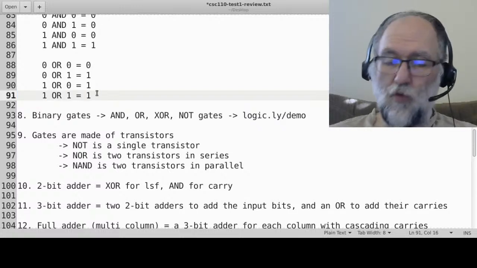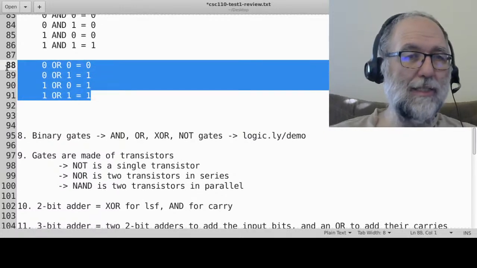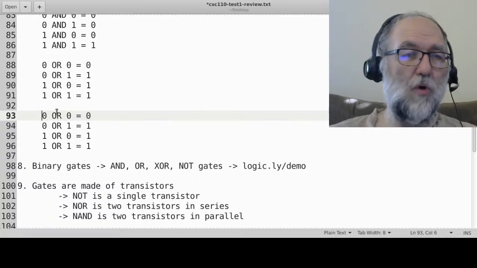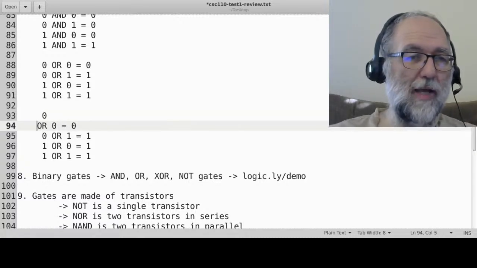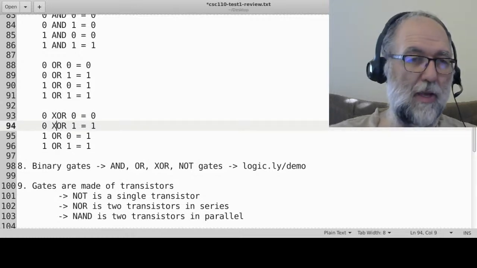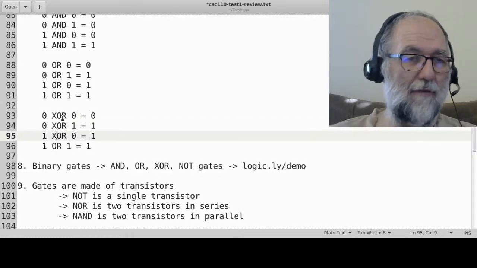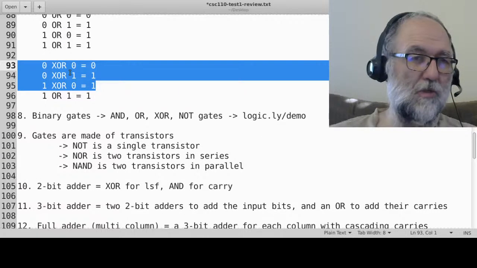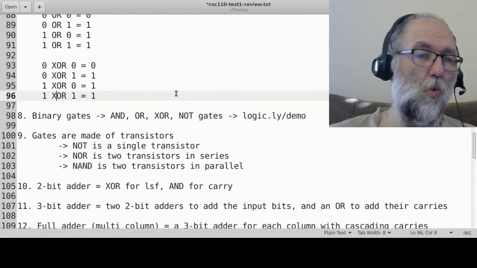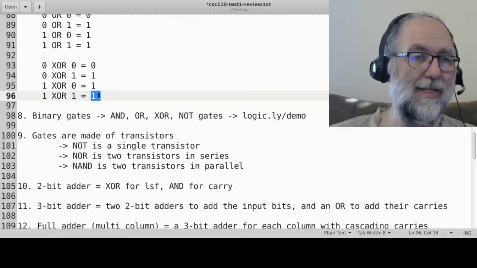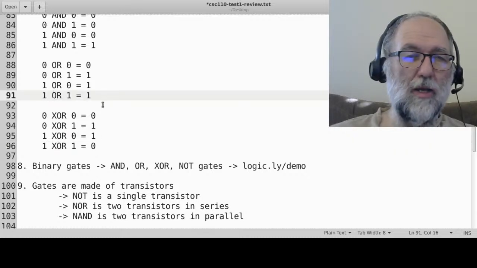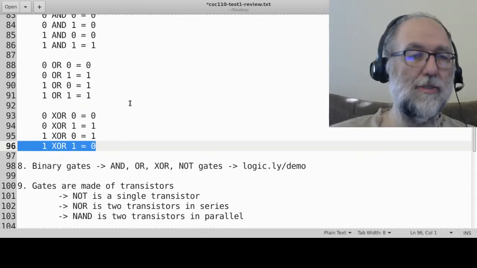Now the exclusive OR is like the OR, but what happens there is you can't have both ones. You have to exclude the possibility of them both being one. So far, everything is the same as OR. All I did was put XOR there instead of OR. But over here, if I put XOR, 1 exclusive OR 1 is 0. That's the difference. Whereas 1 OR 1 is 1, 1 exclusive OR 1 is 0.